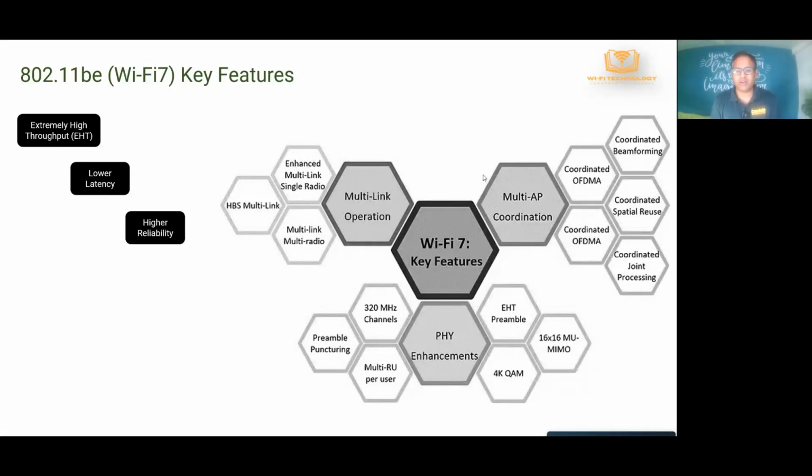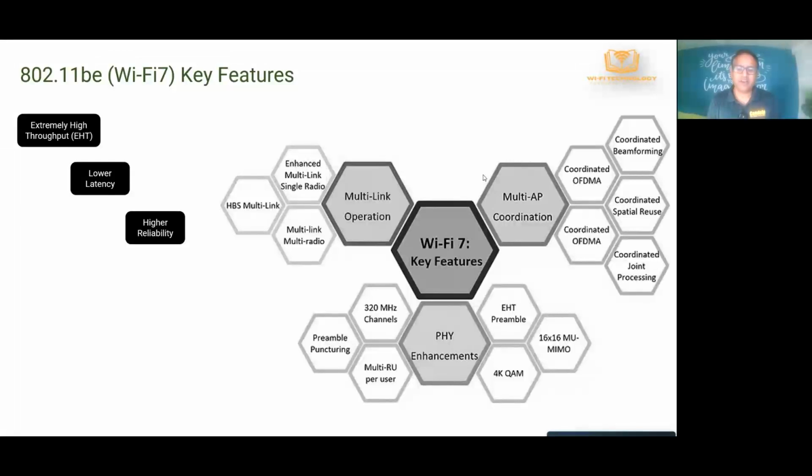But there are a number of enhancements at the physical layer to increase the raw data rates. Like we have 320 megahertz channels, we have a 4K QAM modulation rate, we can go up to 16 by 16 MIMO, and then we have EHT preambles, and we have also some physical layer improvements to improve the efficiency, like preamble puncturing and multi-RU support. These are targeted towards the efficiency, but then there are also other features for raw throughput. Those are the physical layer enhancements.